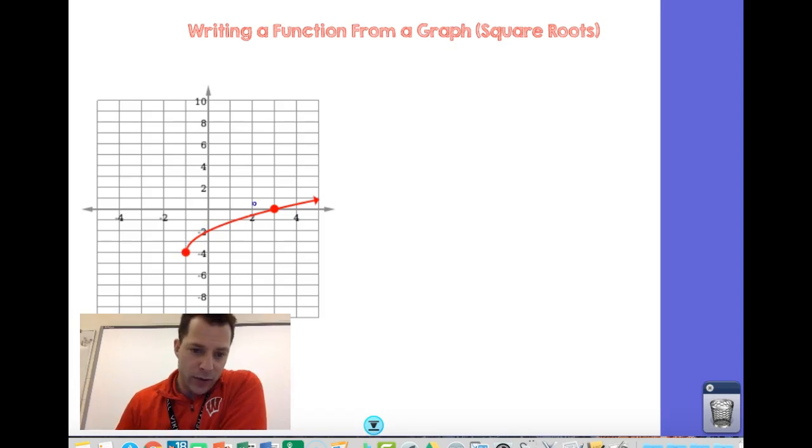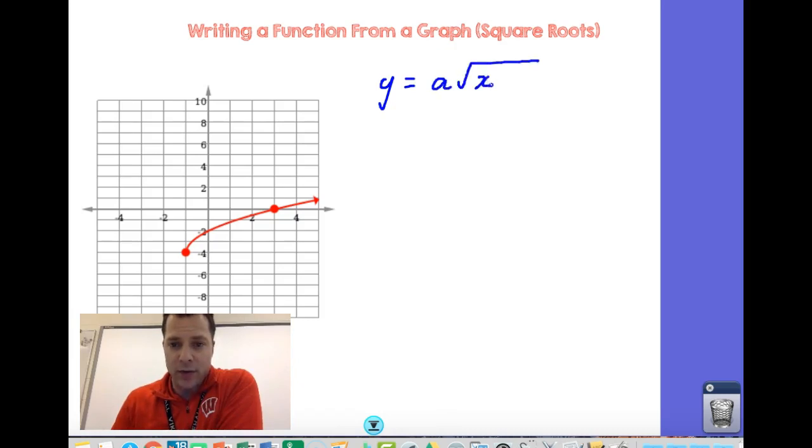So this is our square root function, and notice how this graph has 2 points on there. The one thing you want to do when you graph points or find equations is try to pick up points on the graph. And we're talking square root functions, so we're going to be talking about this general form, the translated square root function.